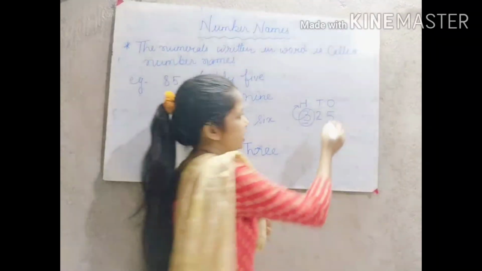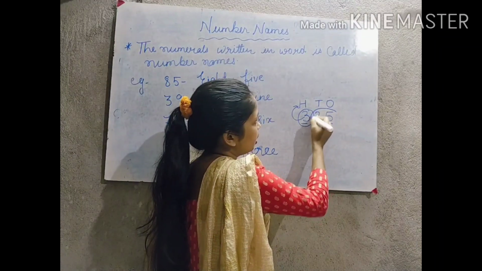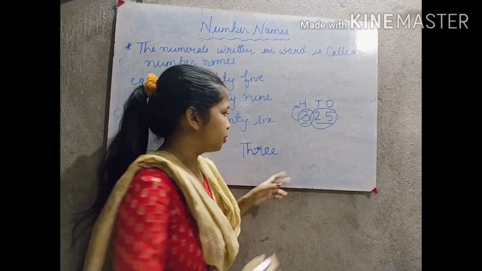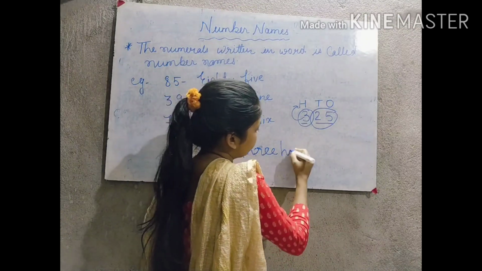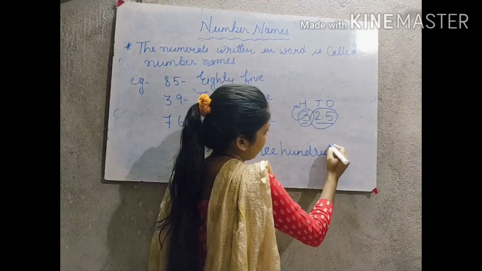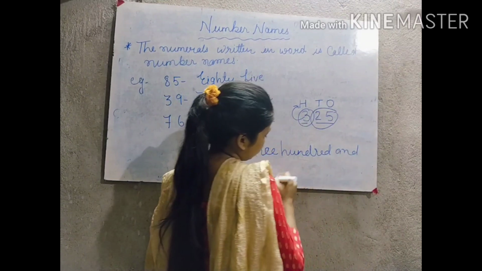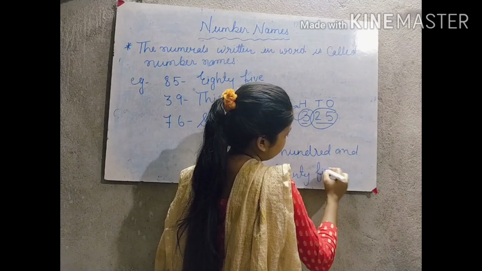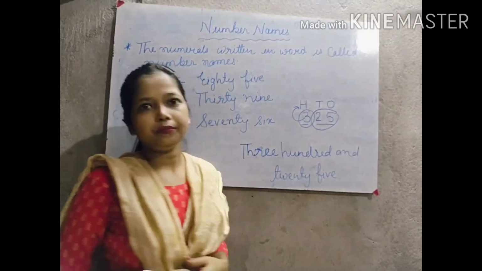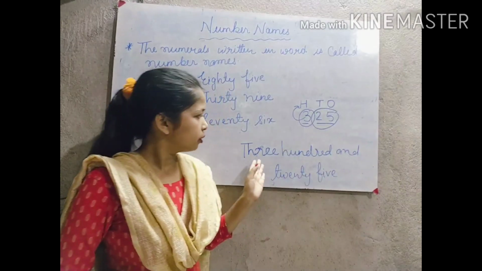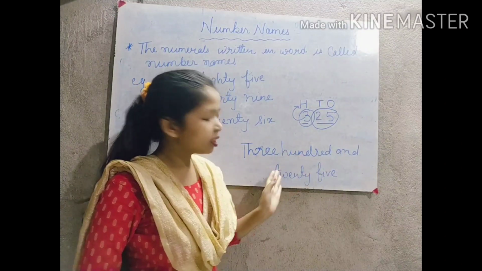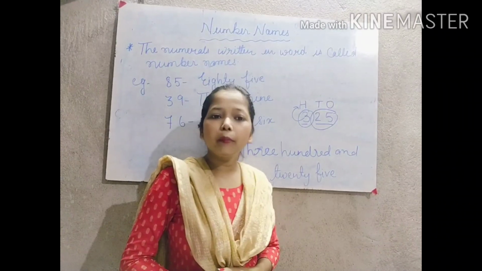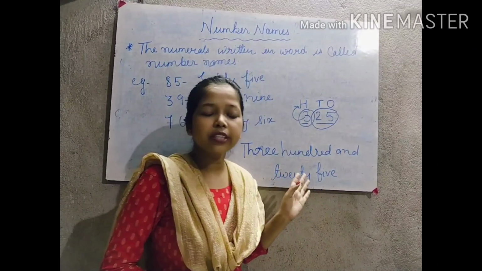This is followed by the last 2-digit number, that is 25. So we will write here 325. Now the number name will be written as three hundred twenty-five.